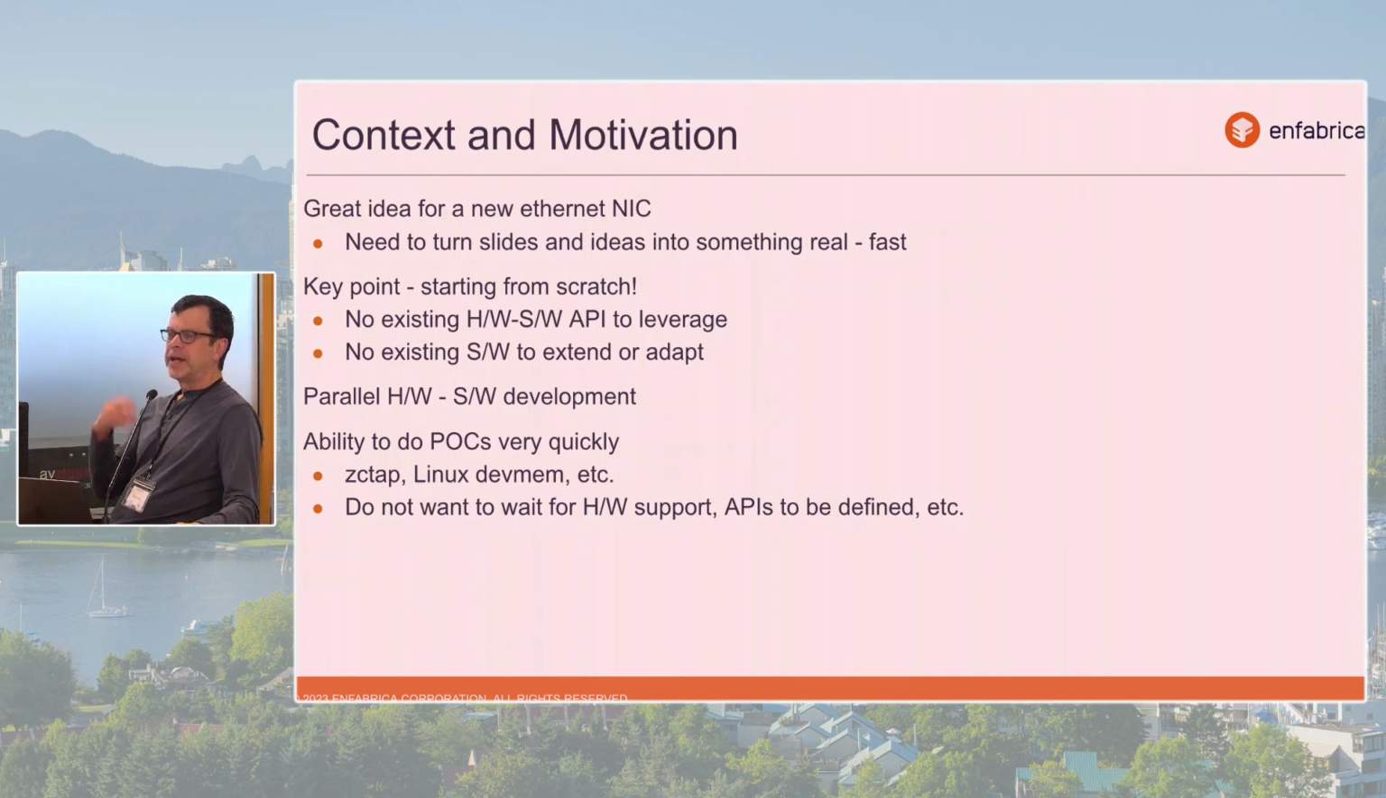And then also, as you're doing your own work, there are things out in the open source mailing lists that are happening, and you want to be able to do some POCs very quickly. How does this ZCTAP proposal align with what you're doing, for example? Or the current patch sets around Linux DevMem with the GPU memory. How does that fit into what you're thinking within your own company, right? And again, you don't want to wait for the hardware support or APIs or any of that kind of stuff to be defined, because you're just trying something out. And so how do you get moving?